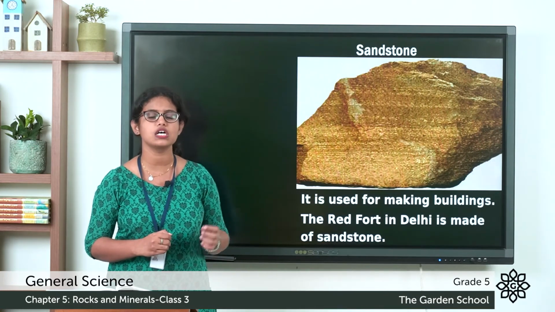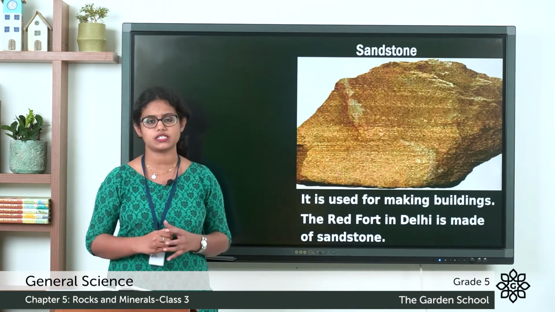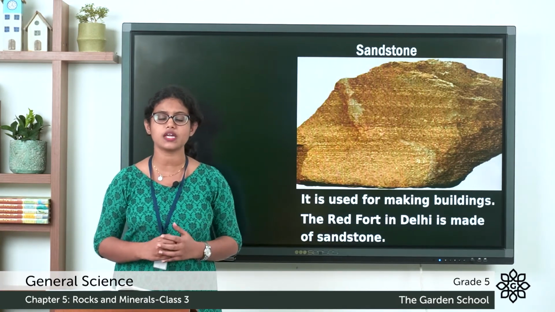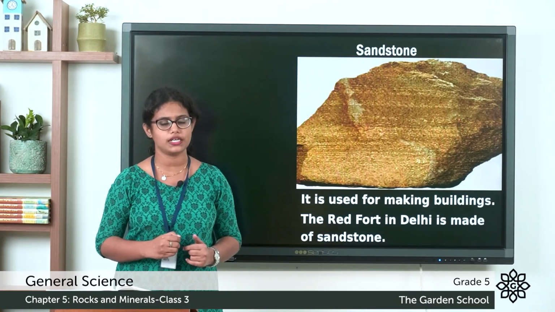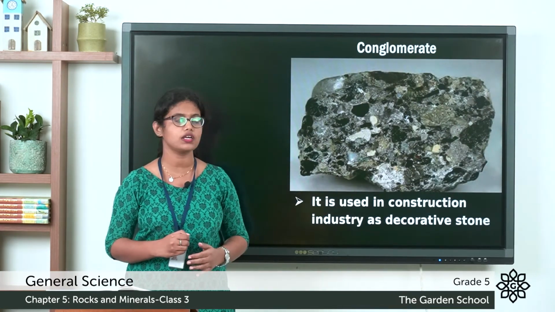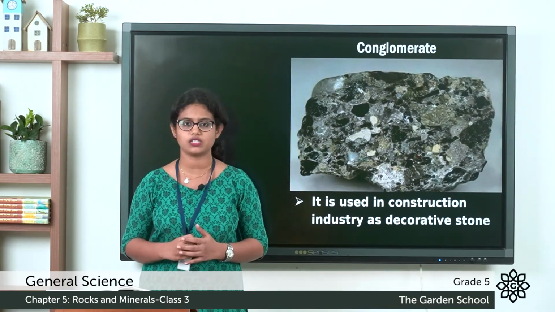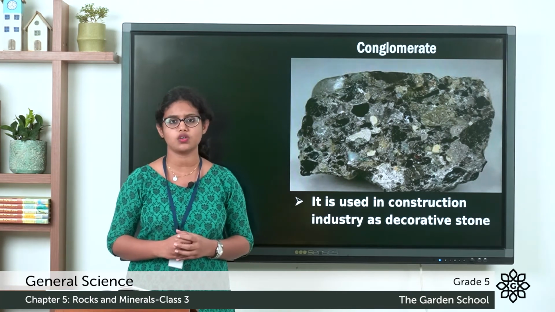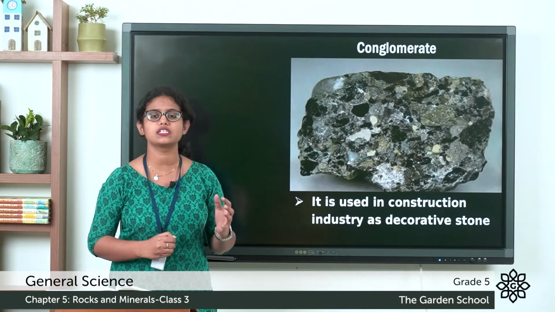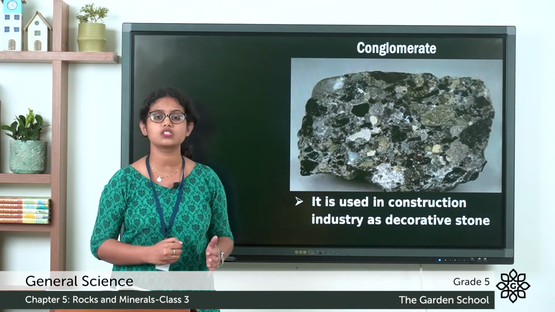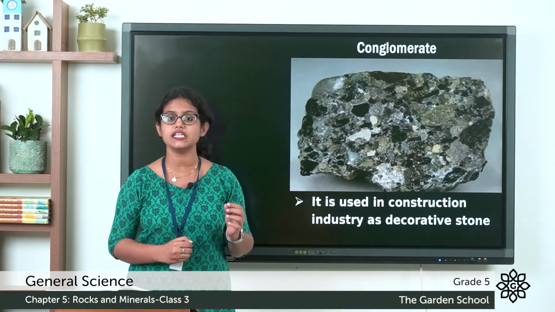And this Red Fort is made by using sandstone. So this sandstone is mainly used in construction of buildings. The next type of sedimentary rock is the conglomerate, which is a very colorful and attractive rock. You know where it is used? It is used in the construction industry and they use this as a decorative stone.